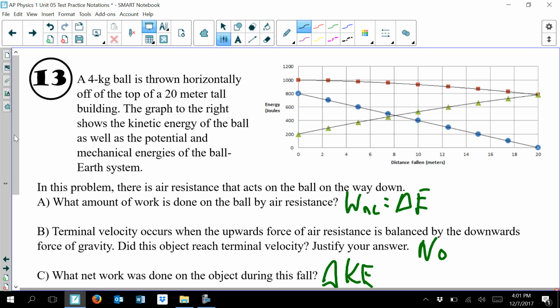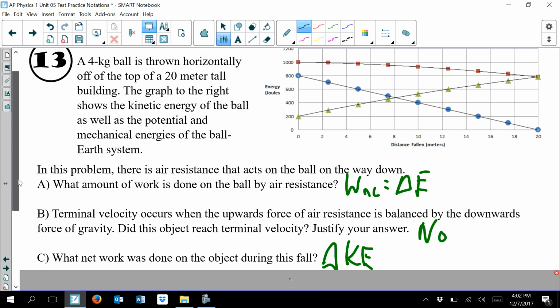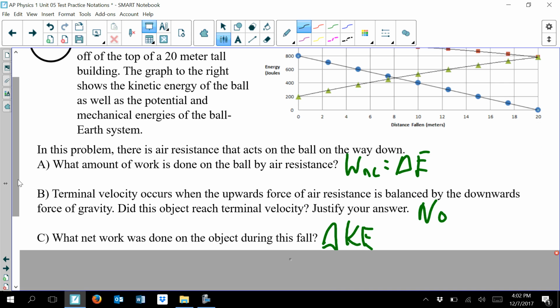Similar type of graph, but now we've got this sort of sloping piece to the total mechanical energy. In order to find how much work was done by air resistance, well, air resistance is a non-conservative force, so that's the change in total energy. I would take this final value of 800 minus 1,000. I lost 200 joules of energy to air resistance. That's how much work was done.